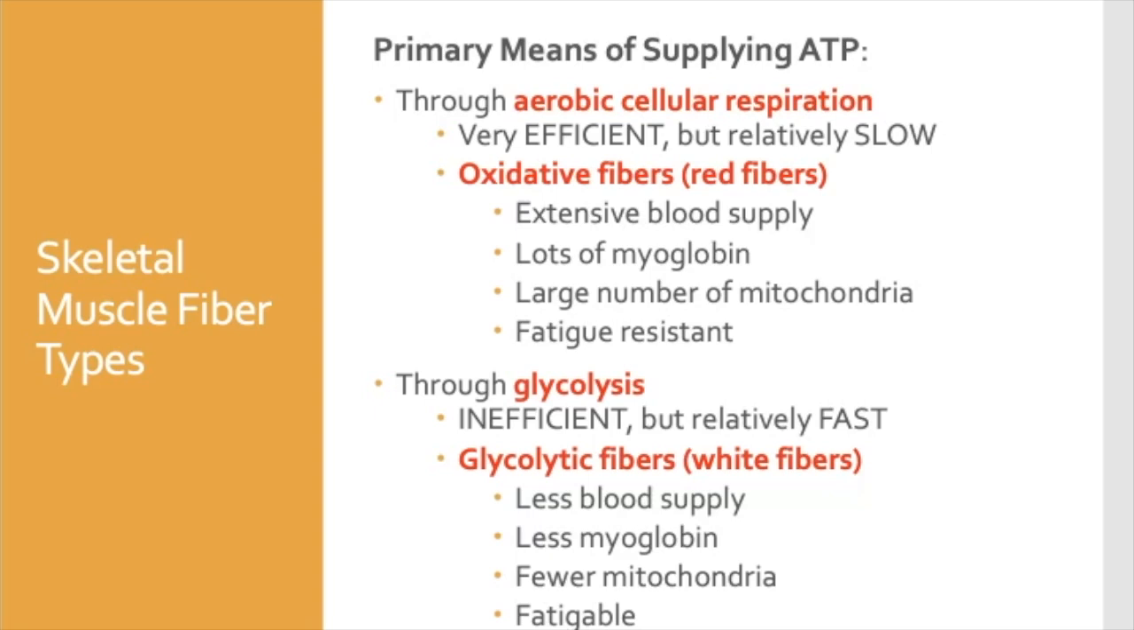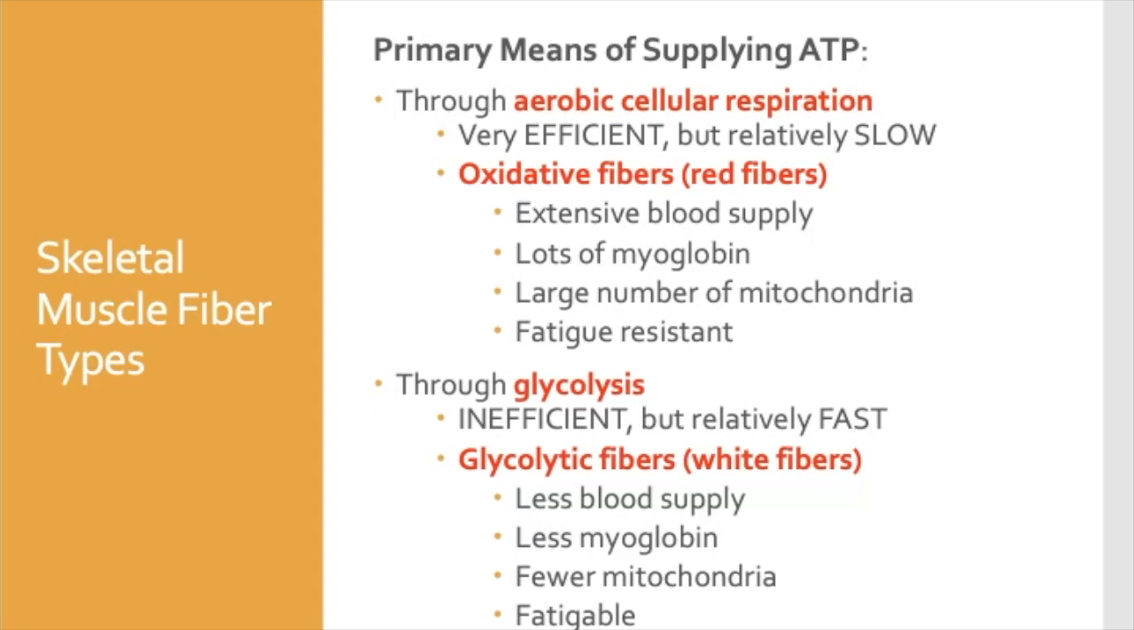In comparison, there are other types of muscle fibers that use glycolysis to make their ATP. This is an inefficient way to make ATP, but it's relatively fast. Glycolytic fibers, also called white fibers, need less blood, so they tend to have less blood supply to them. They will have less myoglobin in them because they don't need oxygen to perform glycolysis.